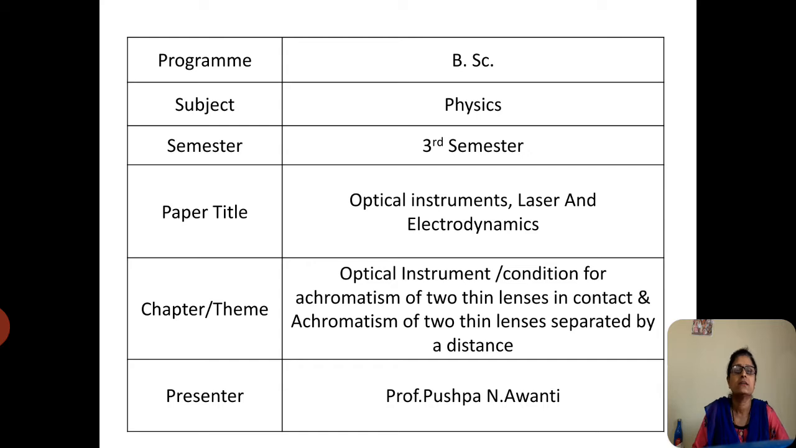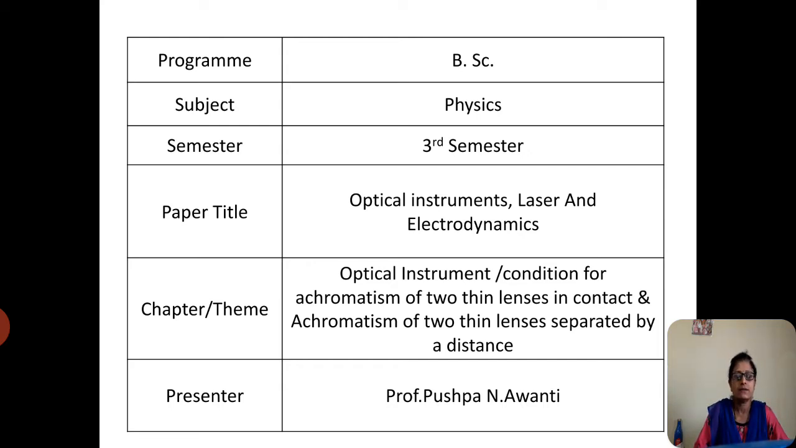In today's video, I am going to discuss the condition for achromatism of two thin lenses in contact and achromatism of two thin lenses separated by a distance. In the last video, we discussed the circle of least confusion and also the derivation d equals 1 by 2 g omega.